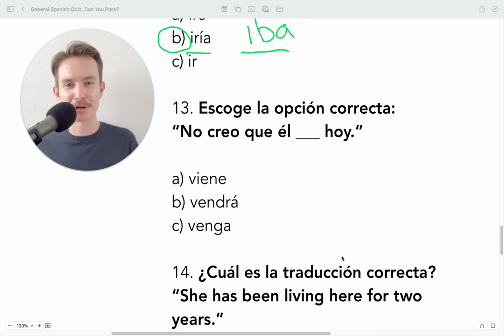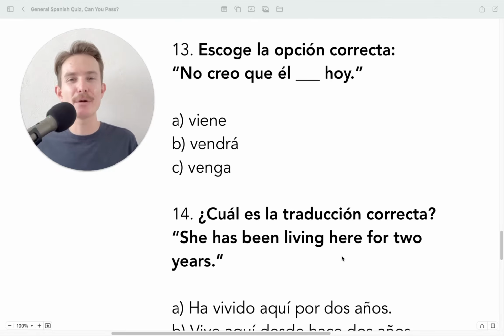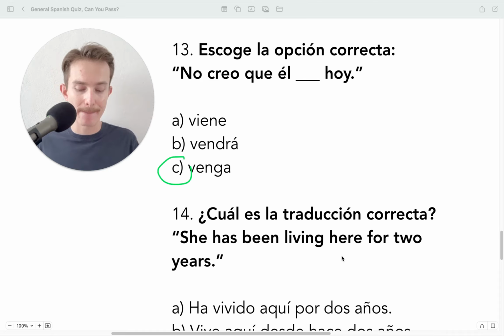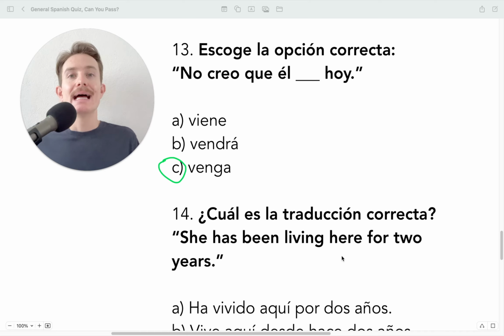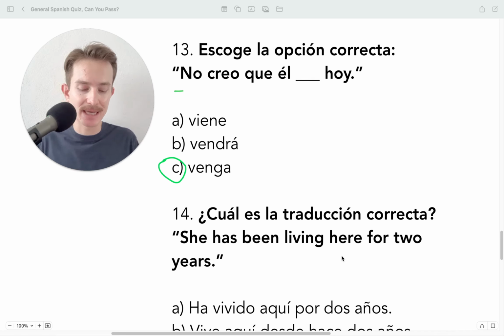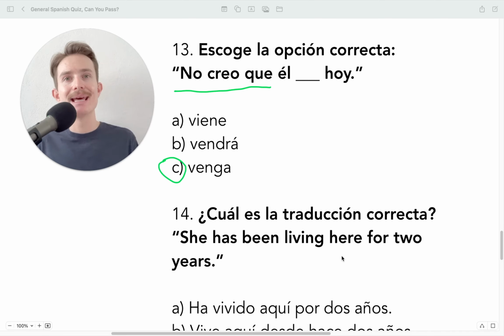Escoge la opción correcta. No creo que él blank hoy. Okay, so I don't think that he will viene, vendrá, or venga. Okay? In this case, we're going to say venga. Once again, let me stop crossing that out. There we go. Once again, we're using the subjunctive mood. Why? Because I'm saying no creo que. In my reality, there is doubt, and therefore I'm saying I don't think he's going to come, so therefore we're going to use a subjunctive.